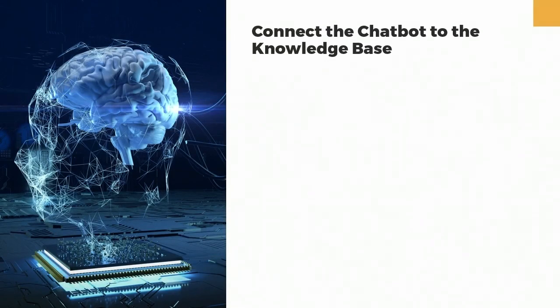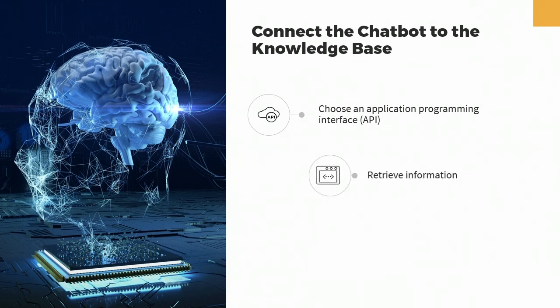Once you've created the knowledge base, the next step is to connect the chatbot to it. This involves writing code that will allow the chatbot to query the knowledge base, retrieve information, and return it to the user in a conversational format. Here are some steps to consider when connecting the chatbot to the knowledge base. Choose an API. Decide on the best API to use to connect the chatbot to the knowledge base. This may involve using a specific programming language or framework that integrates with your chosen API.